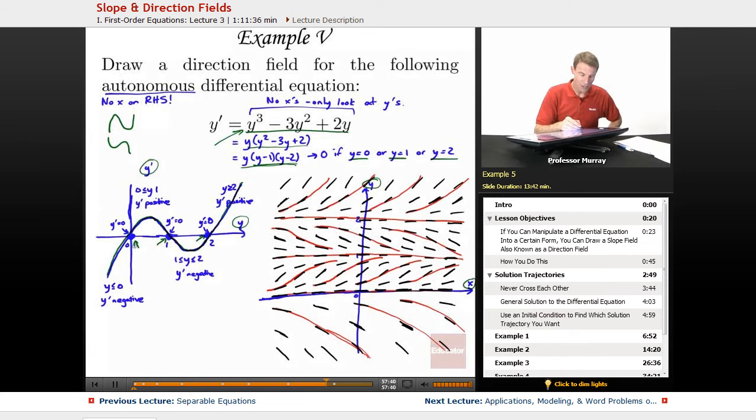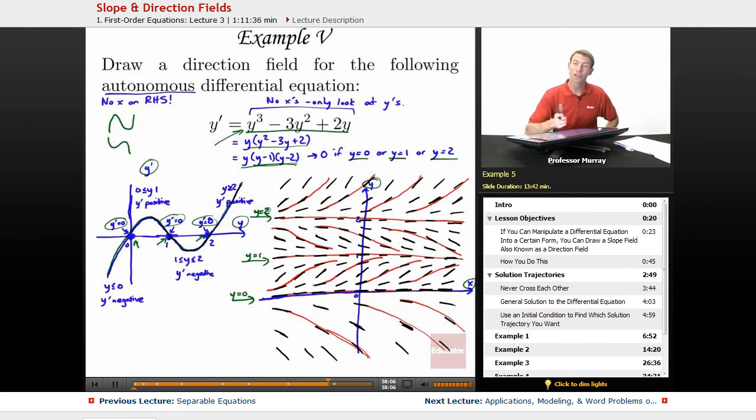And so I look at this and I see when y is 0 or 1 or 2, then my y prime is 0. So whenever y is 0, 1, or 2, that's why I got these horizontal lines whenever y is equal to 0, y is equal to 1, or y is equal to 2. That's why I get slopes of 0 for those three values of y.